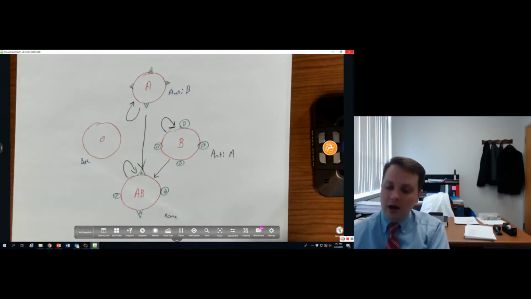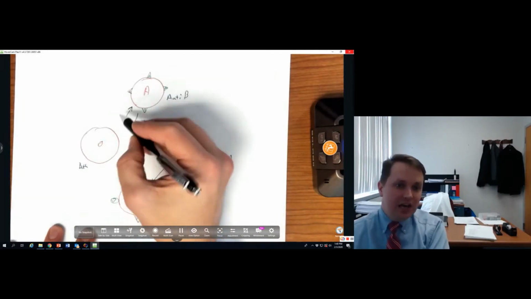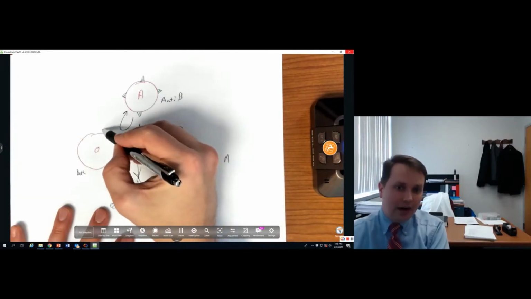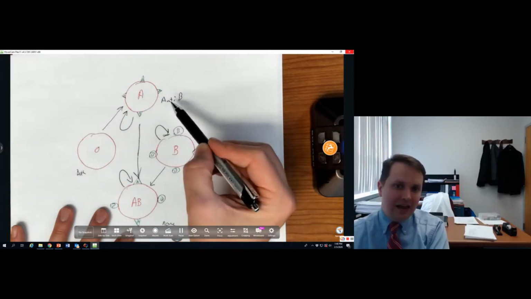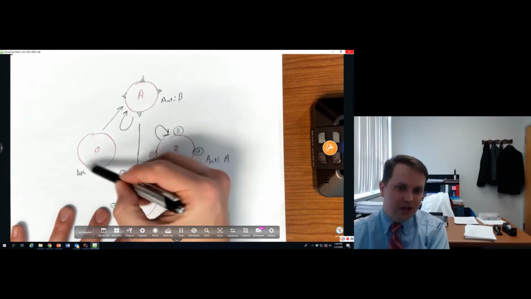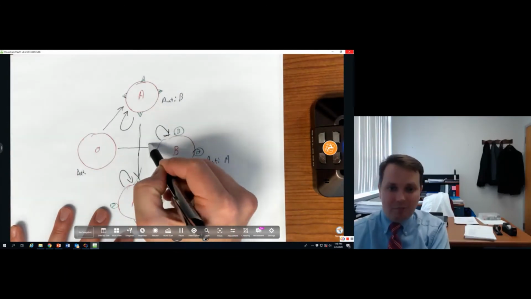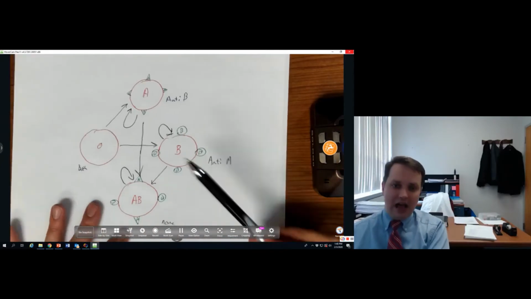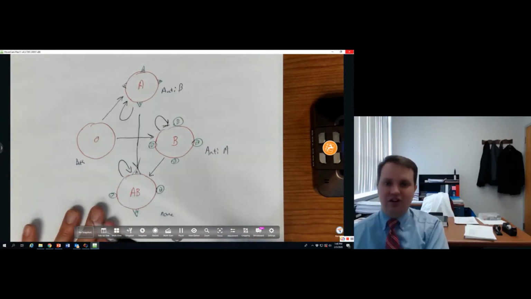Okay? Let's look at O. O has no surface antigens. If we tried to give it to A, we would be fine because A has anti-B, but there is no B antigen. O can then give to B because B has anti-A antibodies, but there are no A antigens on the surface.